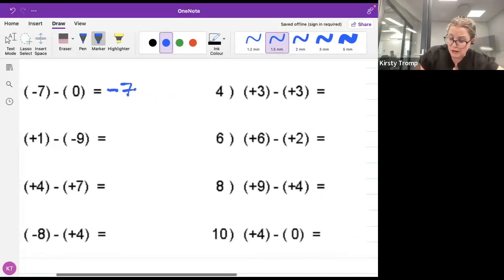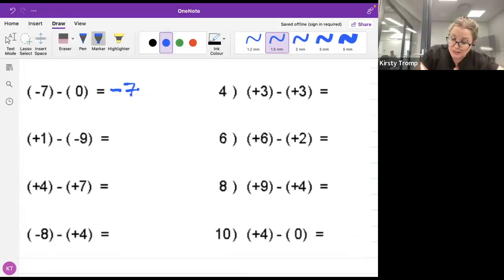And number 4, I've got negative 3 minus positive 3. I draw a circle. This is going to be left with a negative. Positive 3 minus 3 gives me 0. Okay.